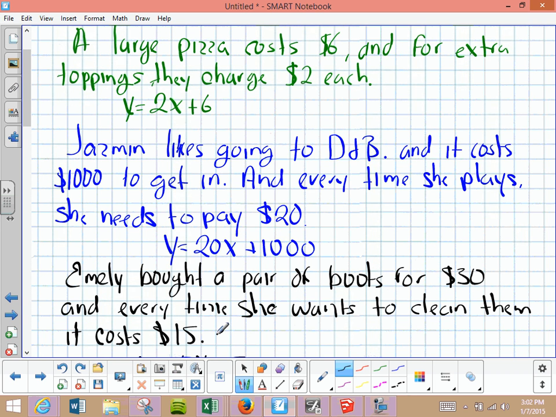I want you to think of a situation where you're using a linear equation, and I want you to give me the equation. For example, the first one, she wrote a large pizza costs $6, and for extra toppings, they charge $2 each. So, y equals mx plus b, the m will be 2.